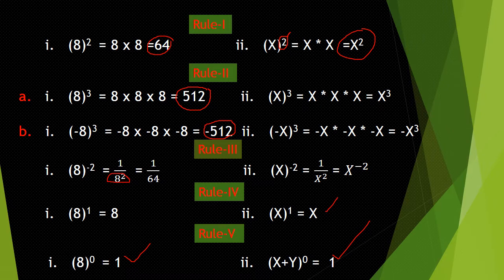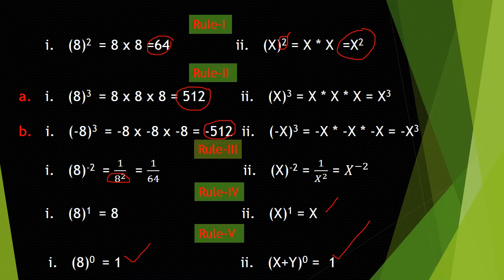8 raised to the power 1 will always be equal to 8. x raised to the power 1 will always be equal to x. So this is the identity property. 8 raised to the power 0 will always be equal to 1, and x plus y raised to the power 0 will always be equal to 1.